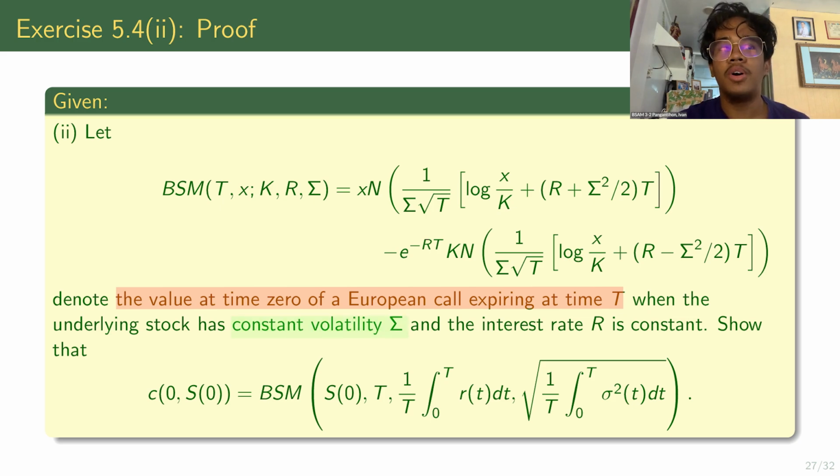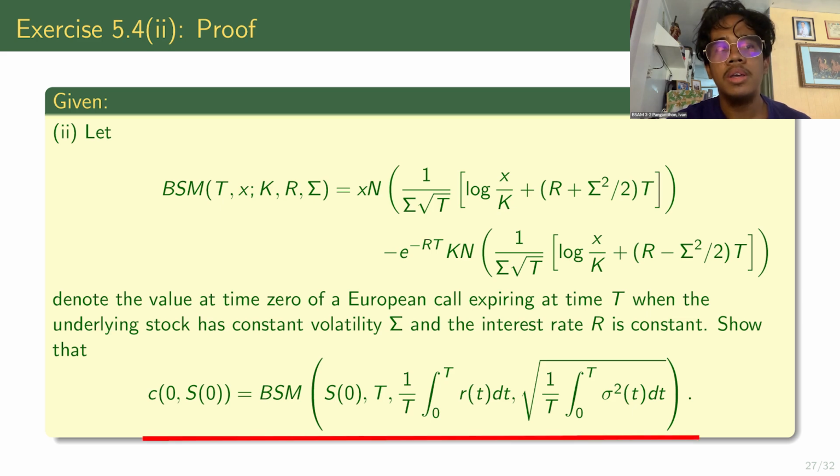Denote that the value at time 0 of a European call expiring at time T when the underlying stock has constant volatility sigma and the interest rate r is constant. Show that C with parameters 0 and S0 is equal to the Black-Scholes-Merton with parameters S0, T, 1 over T times the integral from 0 to T of r of t dt, and the square root of 1 over T multiplied by the integral of sigma squared of t from 0 to T. So we start with the proof.